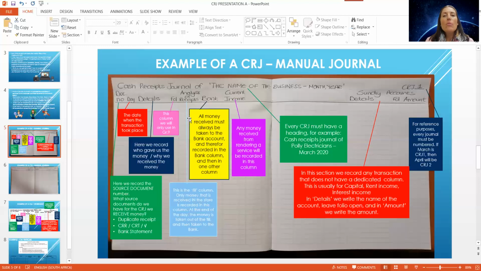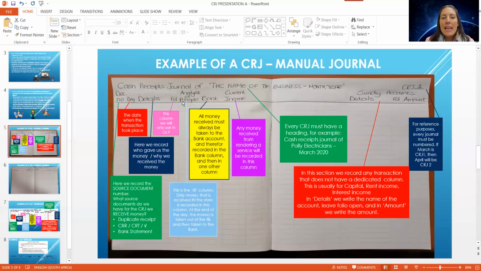But for accounting purposes, and just to make it a bit easier, we say that all the money that we receive on that specific day in the till, we take out, and that same day, we then take to the bank. All right. We only go to the bank once a day. So keep that in mind as well. You wait until the end of the day, close your till, take out all that money, and then put an amount in your bank column.